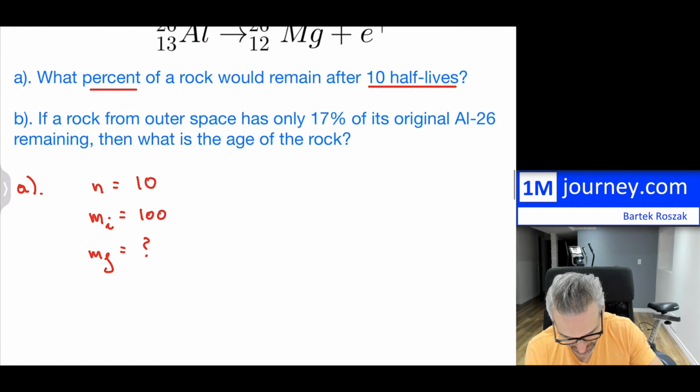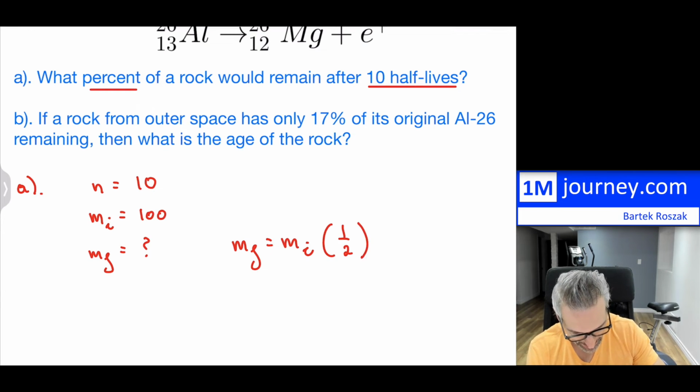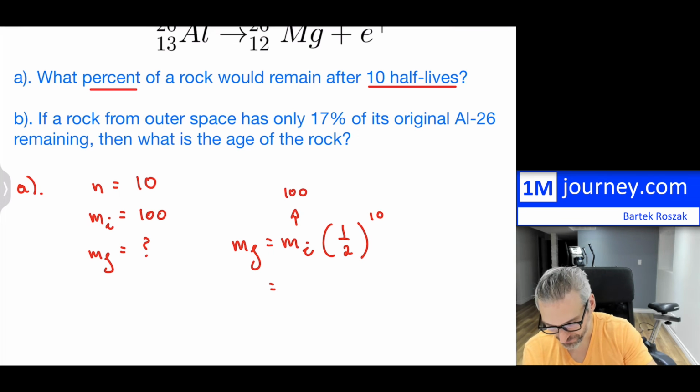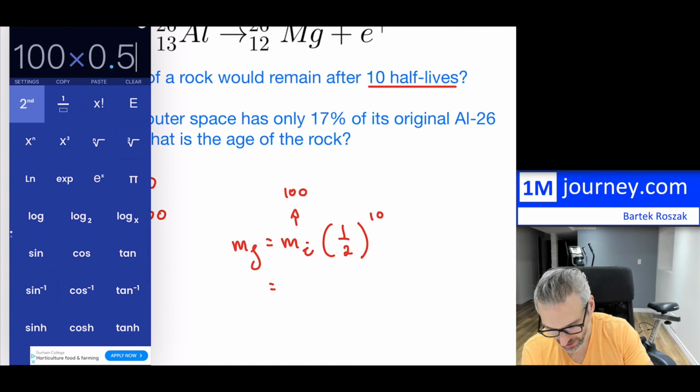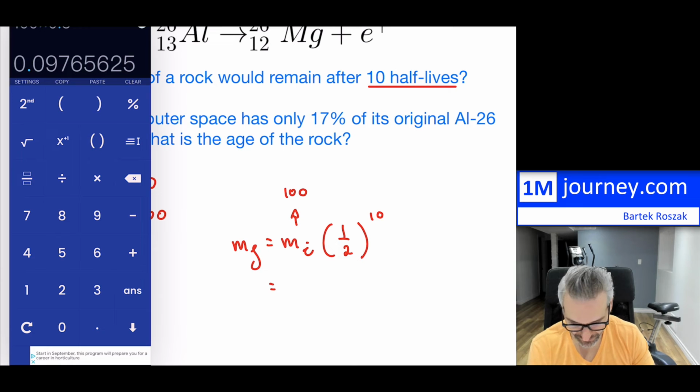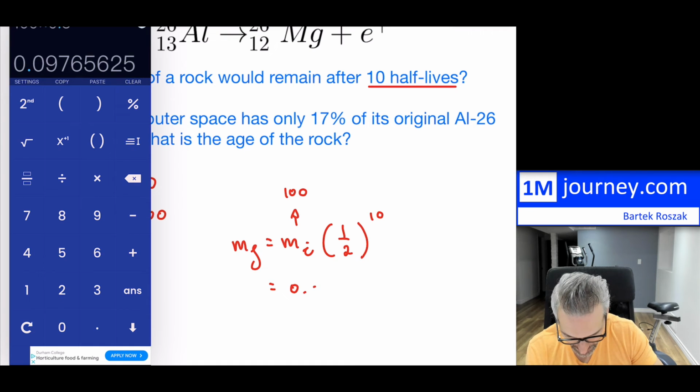Now if you substitute this in, M_F is equal to M_I times one half to the power of 10, and this was 100. So now we can plug this all back into our calculator. So this is 100 multiplied by 0.5 to the 10. And notice it's very little. So this is what we have: 0.09765, etc.